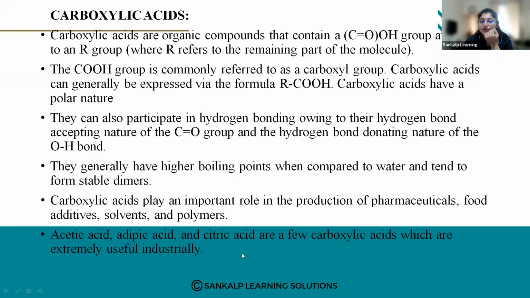So by this we have completed aldehydes and ketones. Next we are going to see carboxylic acid. Do you know what a carboxylic acid is? It is also an organic compound which contains a C double bond O and OH group attached to an R group. R can be any alkyl group or an aryl group. This carboxylic acid group, that is the COOH group, is commonly referred to as the carboxyl group.